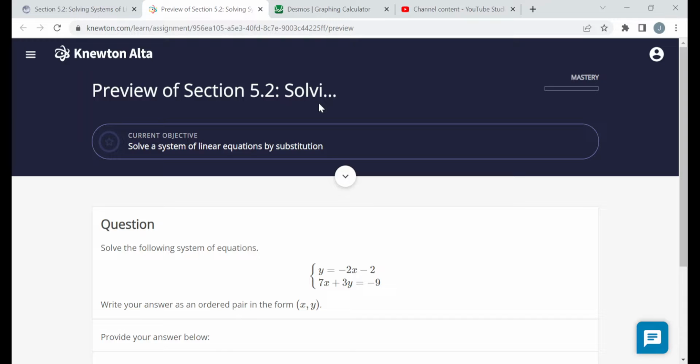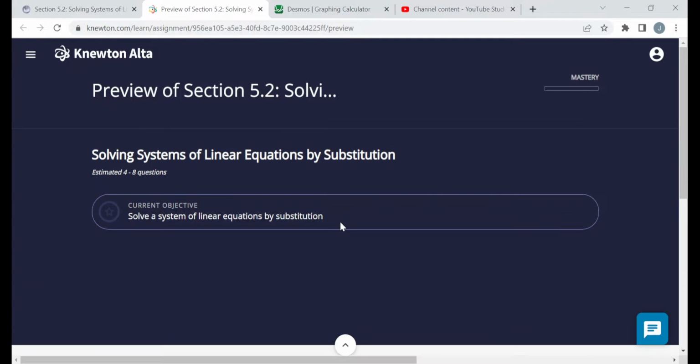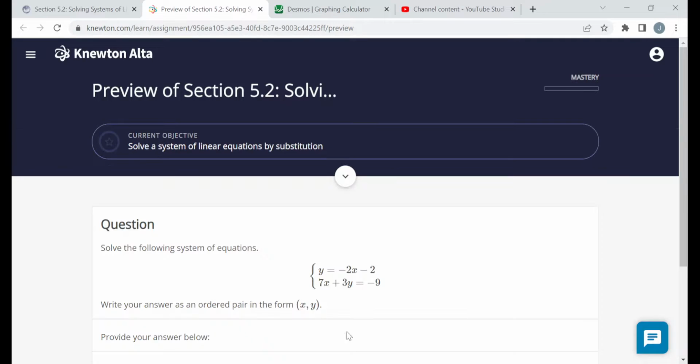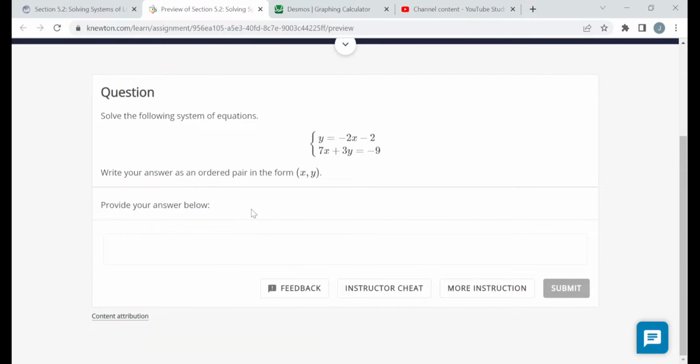Now when you're on the assignment page, you should see the title, the mastery bar telling you how far along you've gotten, the objectives. Hey, only one objective, so this should be a bit of a shorter video. And then under the current objective, you should see a question related to that objective. And at the bottom of every question, you should be seeing a feedback button where you can send feedback to Knewton if you wish.